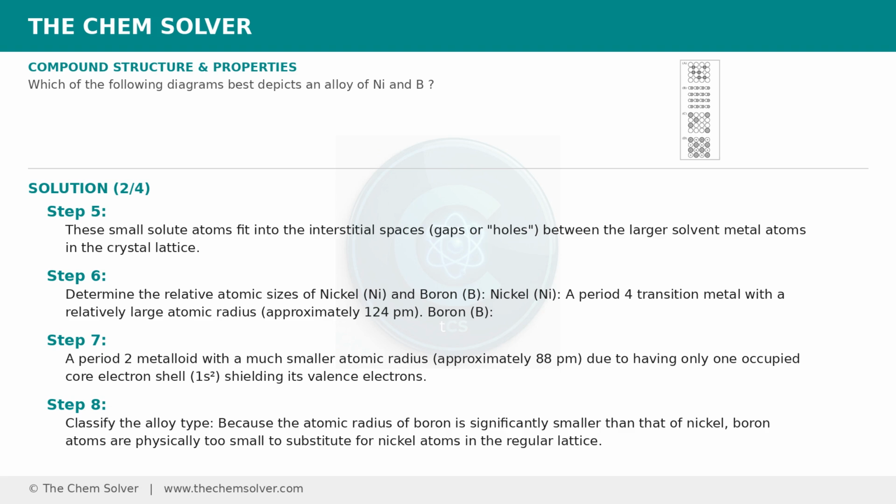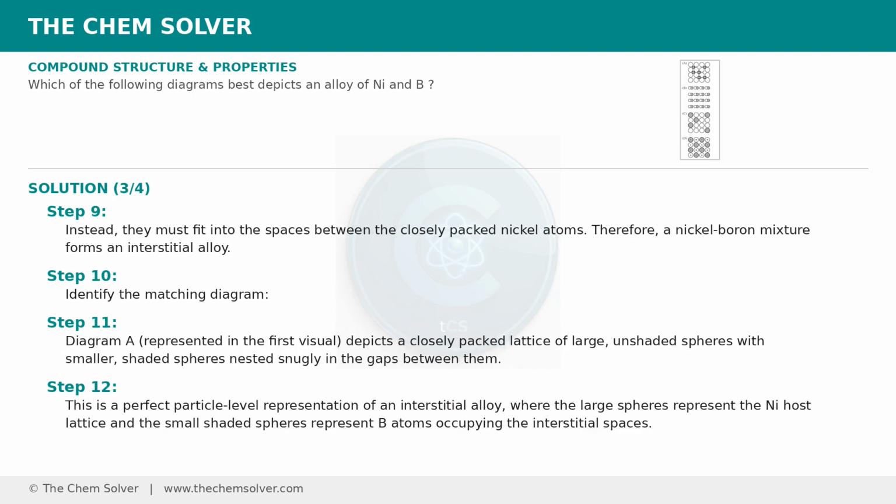Classify the alloy type. Because the atomic radius of boron is significantly smaller than that of nickel, boron atoms are physically too small to substitute for nickel atoms in the regular lattice. Instead, they must fit into the spaces between the closely packed nickel atoms. Therefore, a nickel-boron mixture forms an interstitial alloy.